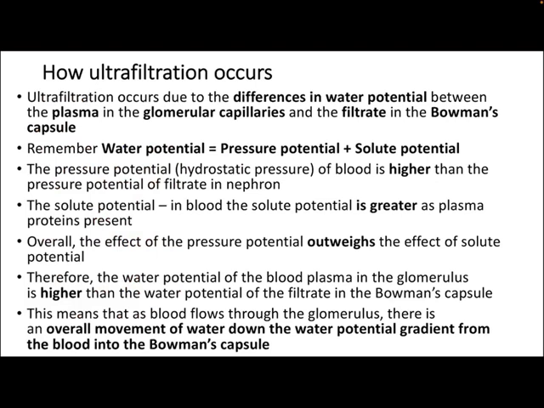That will then mean that the water potential of the blood plasma in the glomerulus is higher than the water potential of the filtrate in the Bowman's capsule. So the materials will move through the glomerulus, and there's an overall movement of water down the water potential gradient from the blood into the Bowman's capsule. It is mainly due to the fact that the pressure potential is so great that it is forcing those materials across, and it outweighs the effect that the solute potential would have, which would be trying to draw the filtrate back into the blood.